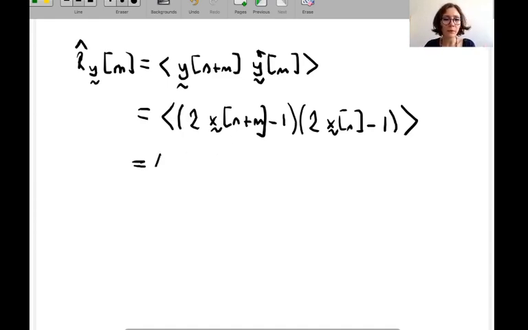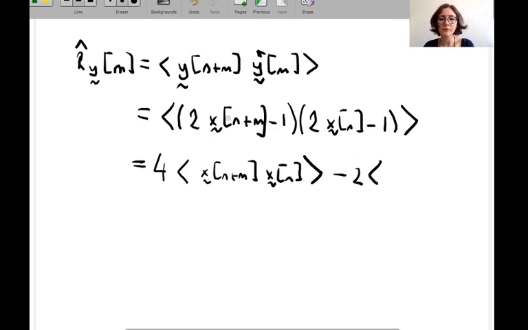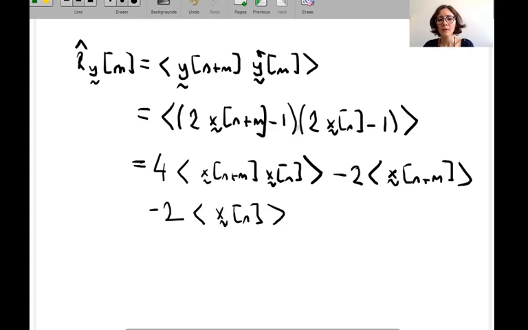So 2 times 2, you have 4 times the time average of x of n plus m, x of n. And then the second cross product, so 2x of n plus m times minus 1, so it makes minus 2 times the time average of this term. And similarly, you have here minus 2 time average of x of n. And then minus 1 makes plus 1, so you have this.